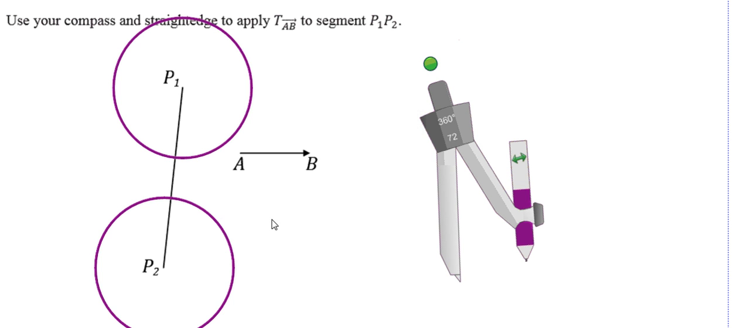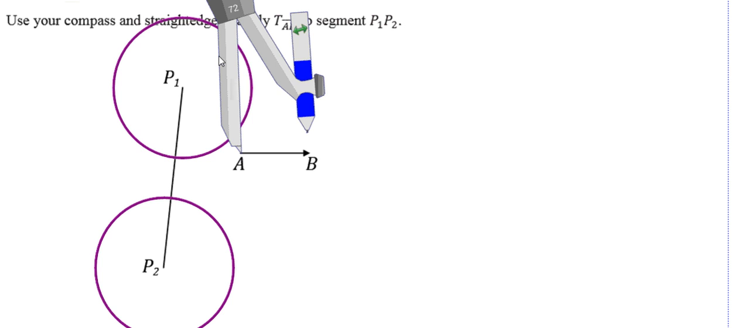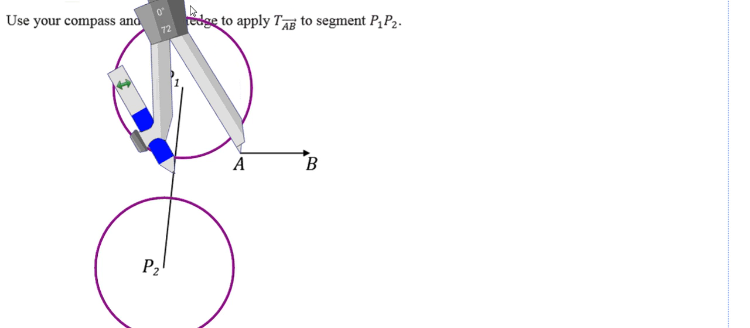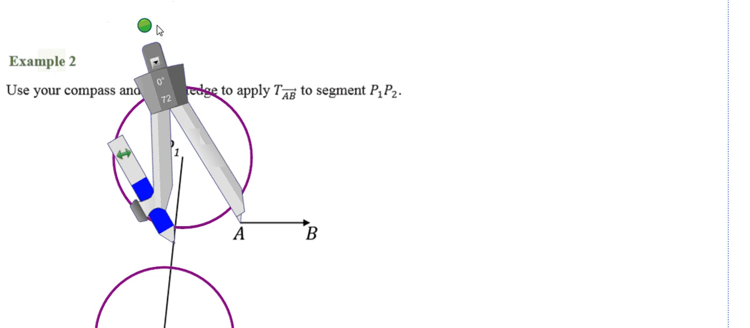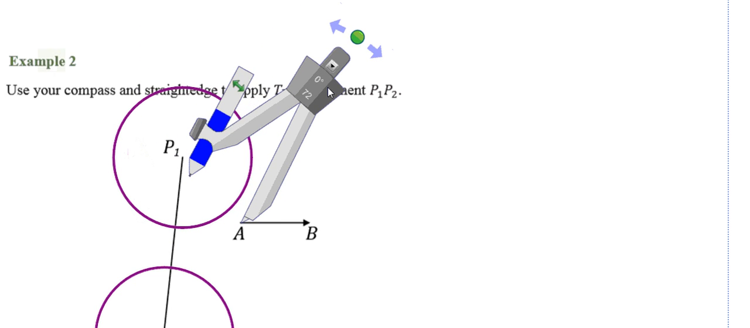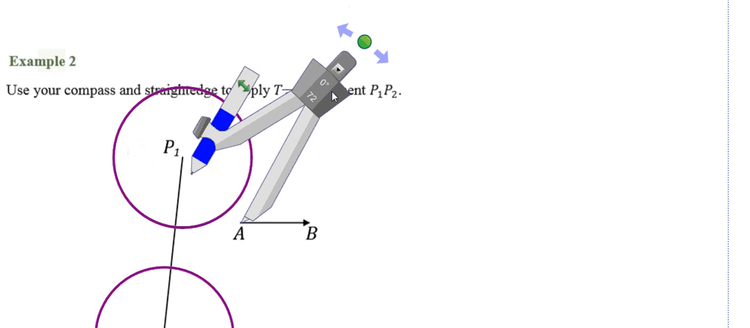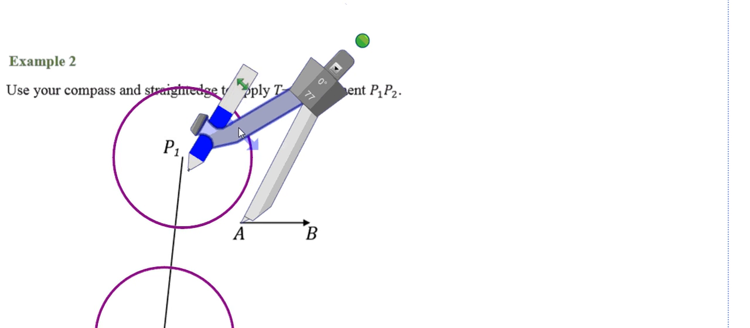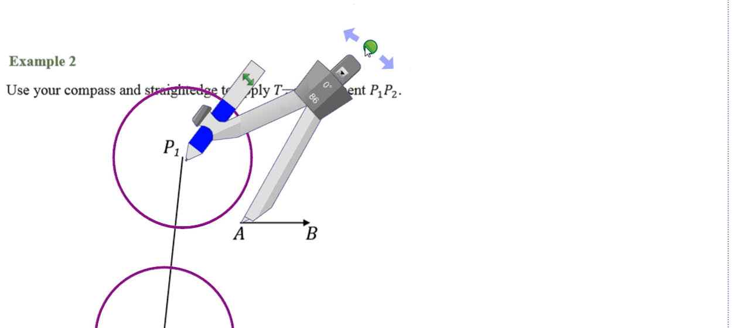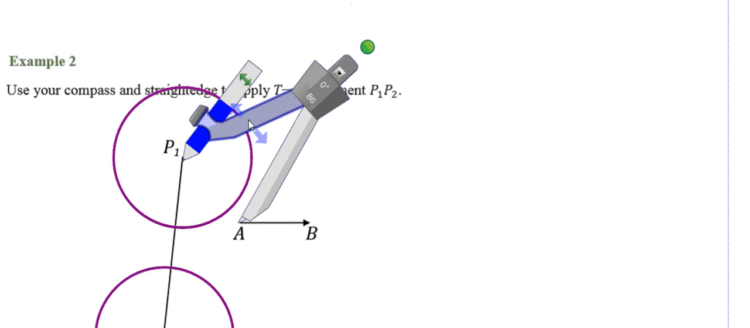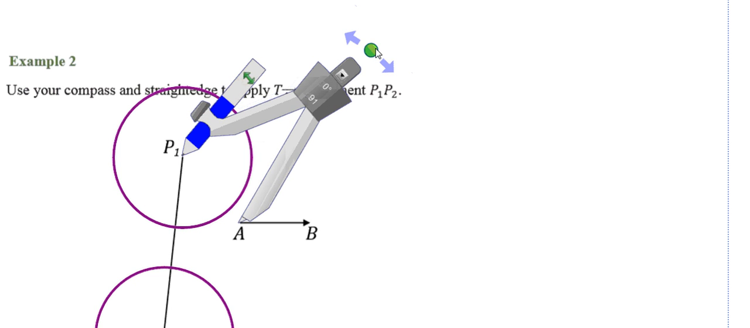Okay, step 2. I'm going to use my compass as my measuring instrument, and I'm going to measure the distance from point A to point P1. And as I'm doing this in the video, you should be doing this too with your compass and straight edge at home. If you need to pause or stop or rewind the video, don't be afraid to do that. Please remember that we're trying to do this with the idea of understanding in mind. So if you need to pause it and rewind it so that you can understand, please definitely do that.